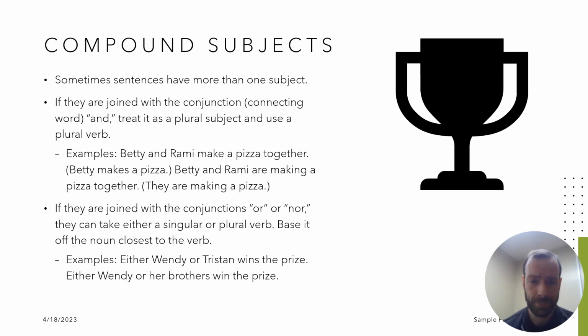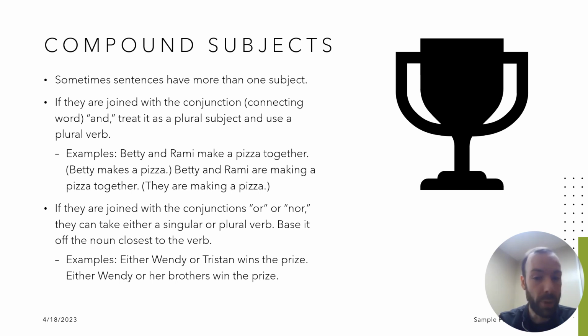So here's an example. Either Wendy or Tristan wins the prize. Here we use the singular verb wins. It ends with an S because the noun closest to the verb is Tristan. And that's just a singular verb. That's just one person.